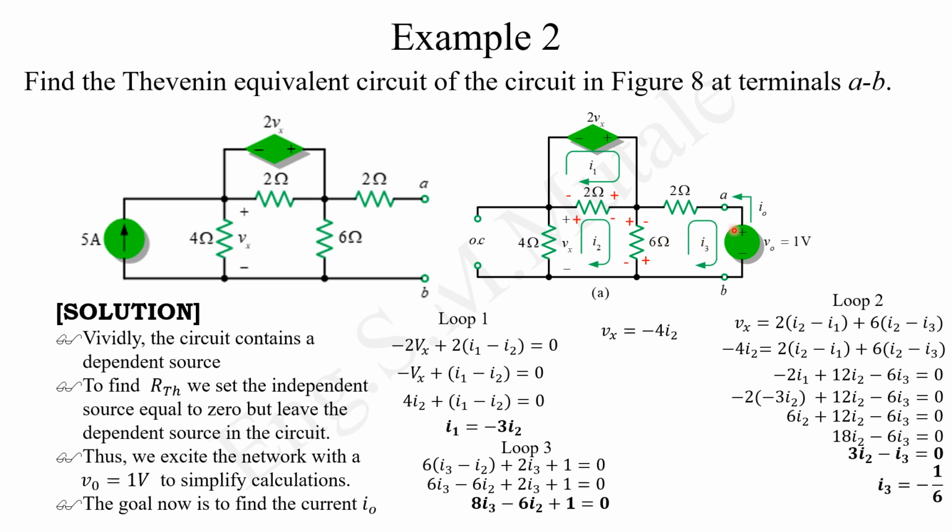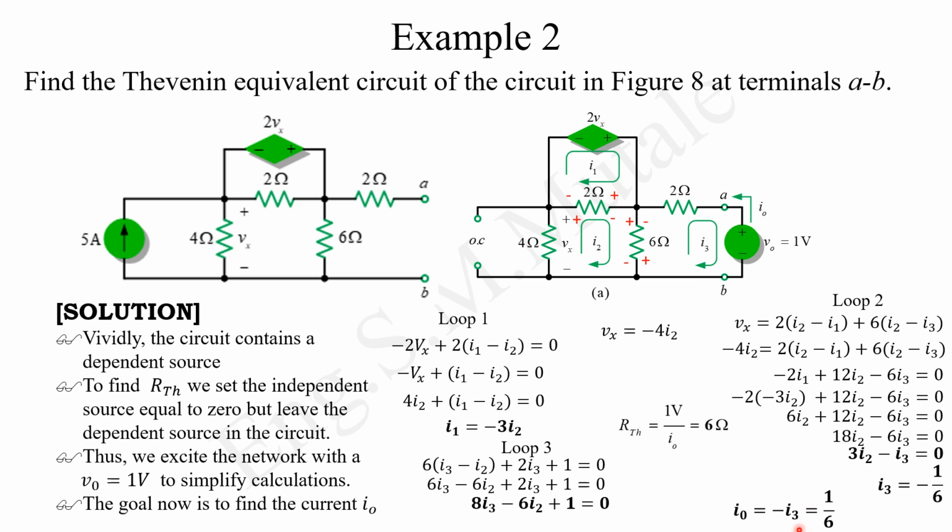I3 and I0 are related because I3 is basically I0 except I3 is moving in the clockwise, I0 is in the counterclockwise. So if I3 is positive, I0 will basically be negative. Or if I3 is negative, I0 will be positive. So this is what we are having there. I0 will be negative of I3, which is basically that.